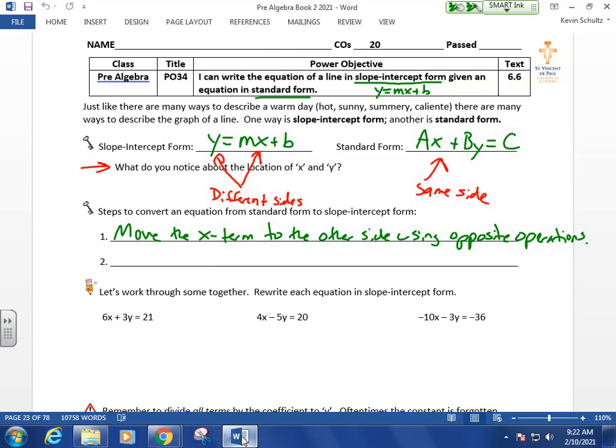Just like we talked about before with solving an equation, whenever we move something from one side to the other, that sign always changes. That's because of opposite operations. You can't just take something on one side of the equal sign and put it on the other side. You have to move it there. And the process to do that is opposite operations. Step two is you're going to divide all terms by the coefficient to y. Divide all terms by the coefficient to y.